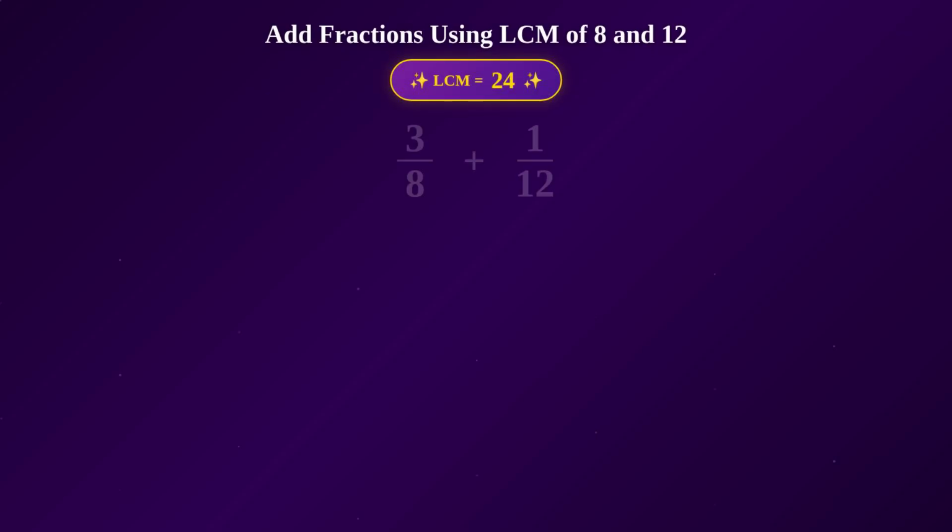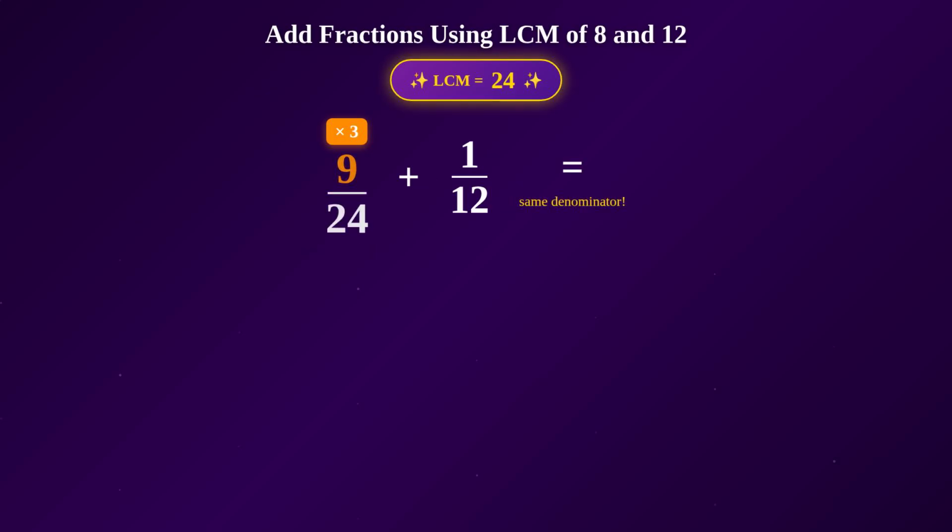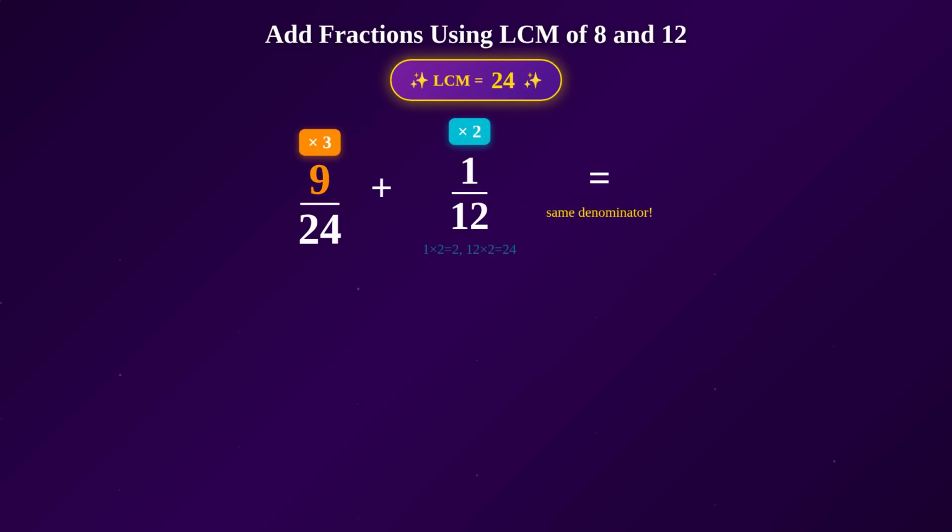Let's put our LCM of 24 to work. Add 3/8 plus 1/12. Our common denominator is 24. For 3/8, what times 8 gives us 24? That's 3. Multiply top and bottom by 3. 3 times 3 over 8 times 3 gives us 9 over 24.